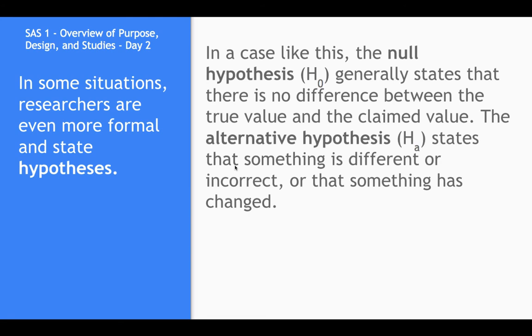I'll put these up on the word wall so you can see them in the classroom, okay? Know what they mean. Null hypothesis, no difference between true value and claim value. Alternate hypothesis, something is different between the true value and the claim value, or something has changed between the true value and the claim value.